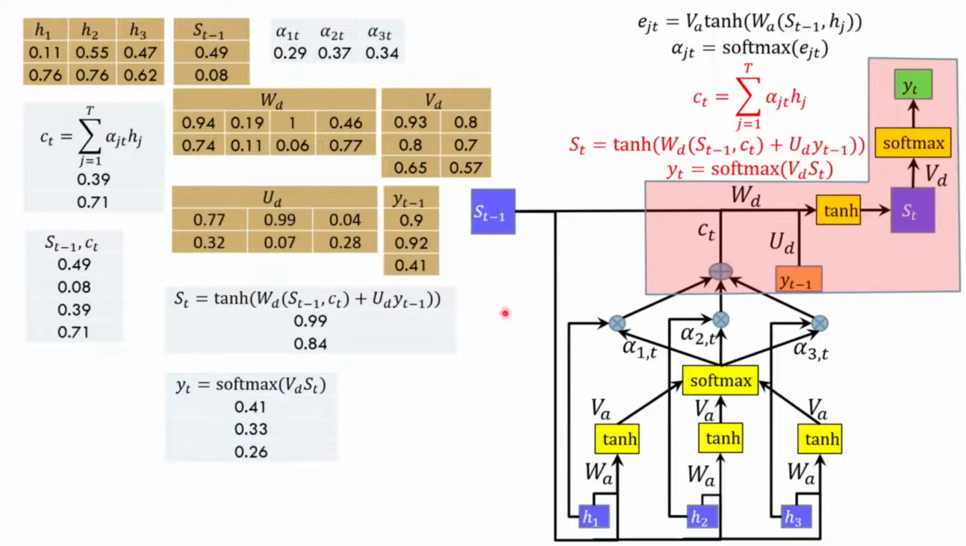Once we have computed s_t, we simply compute y_t, where s_t is passed through the linear layer VD and a softmax function. VD is of size 3 cross 2, and s_t is of size 2 cross 1. So the product is of size 3 cross 1, which is the final output. So this gives us an end-to-end calculation of the attention mechanism in an encoder-decoder.